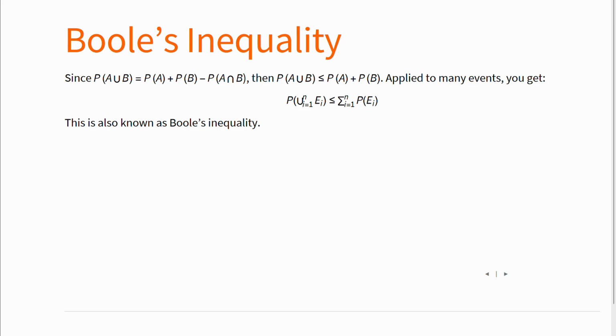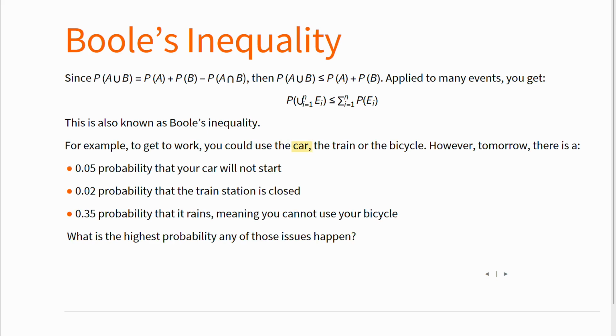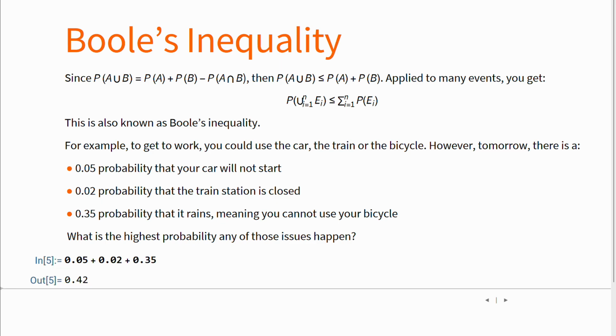For example, to get to work, you could use the car, the train, or the bicycle. However, tomorrow there is a 0.05 probability that your car will not start, a 0.02 probability that the train station will be closed, and a 0.35 probability that it rains, and so you cannot use your bicycle. So what's the highest probability that any of those events happen? We can just add the different probabilities and we get the union, the maximum possible union.